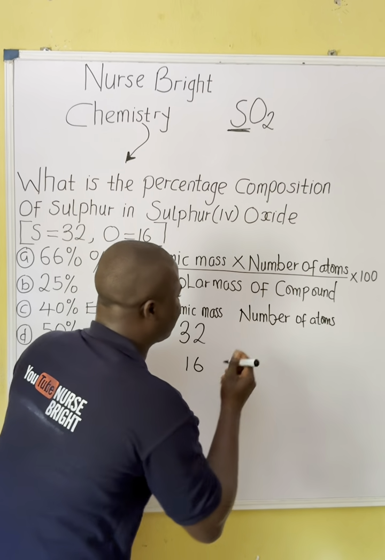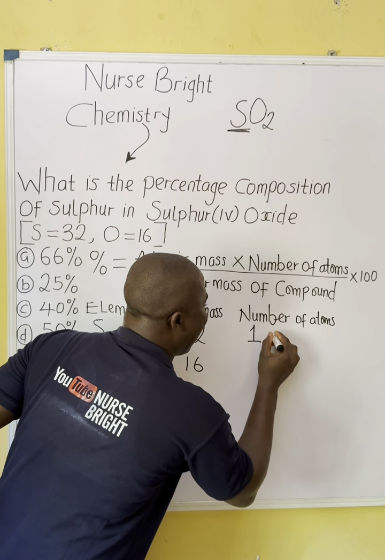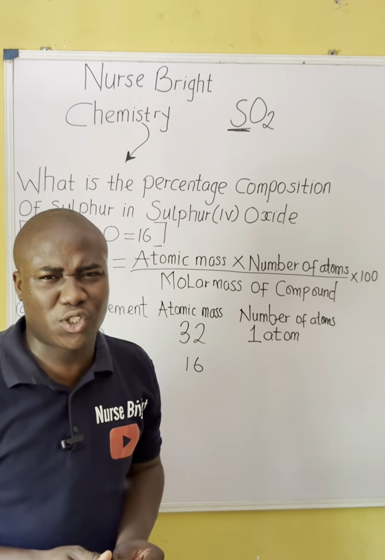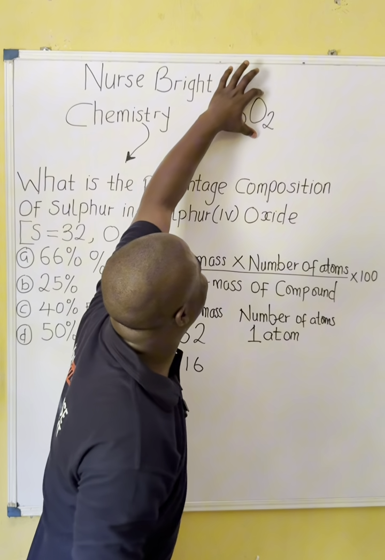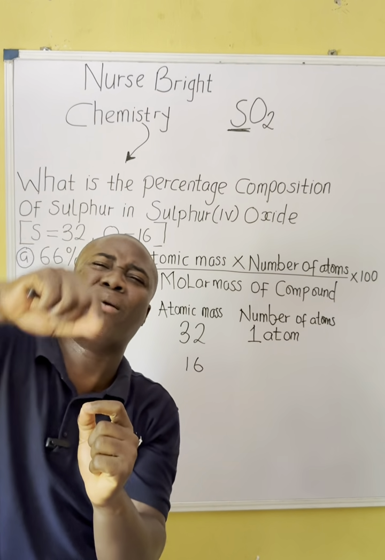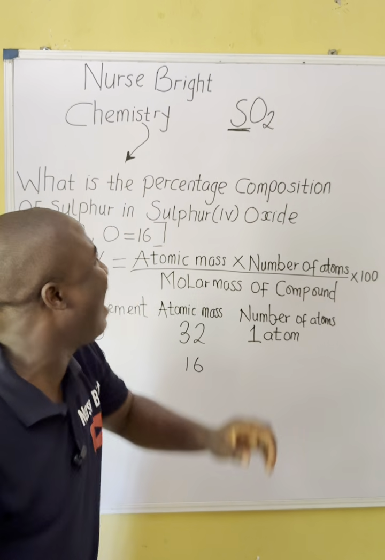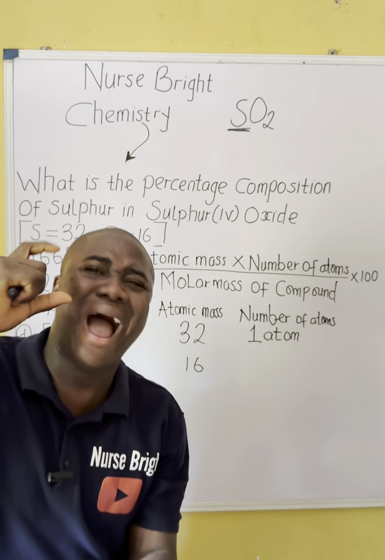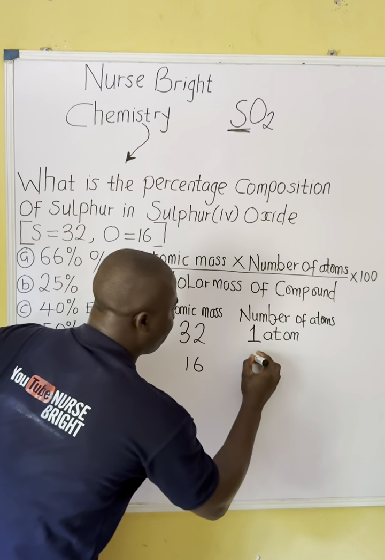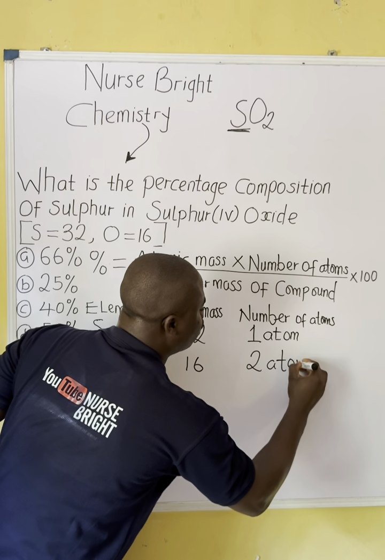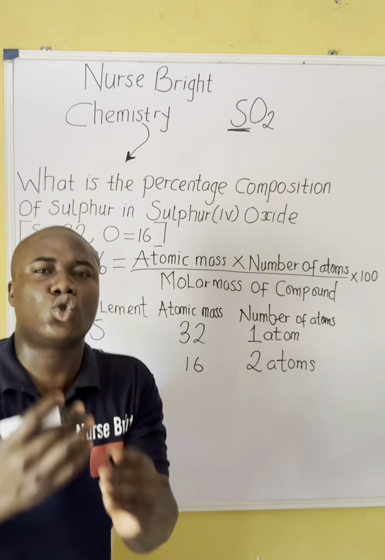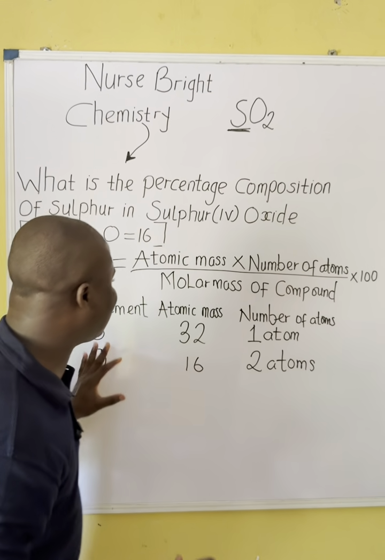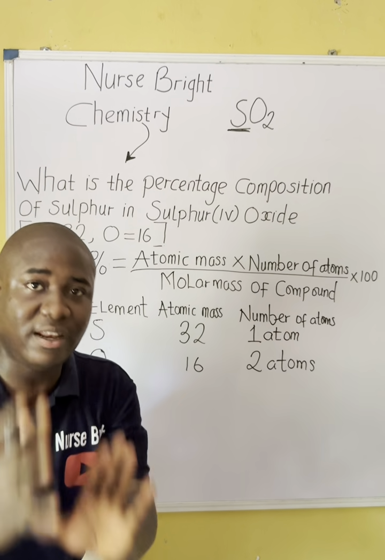So for number of atoms, for sulfur, it is going to be written as one atom of sulfur. Looking at the other element, how many of that element can you see? I can see just 2 of oxygen. So oxygen becomes 2 atoms of oxygen. You can see it with the S. So what becomes the next thing to do? Listen. You can see we have filled in all the information.